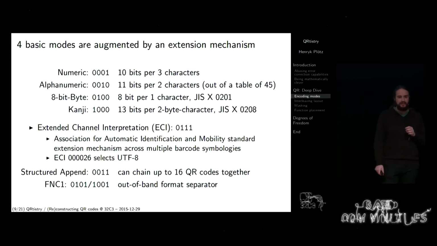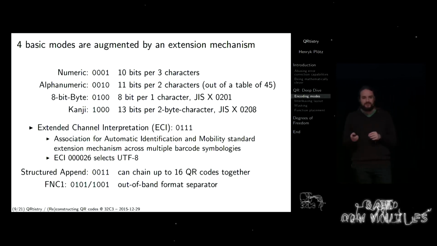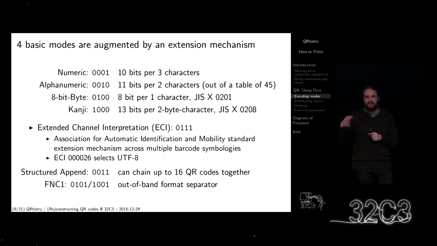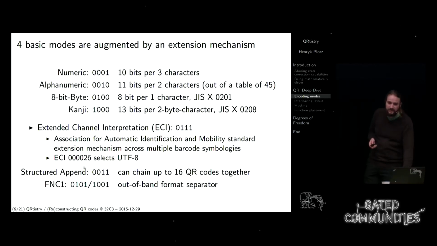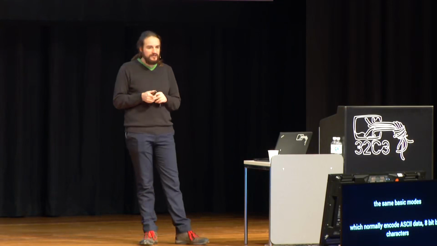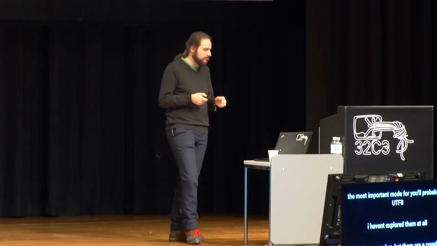There's also something fun. It's called Extended Channel Interpretation, ECI. With this, you can switch between different interpretations. You use the same basic modes that normally encode ASCII data or normal characters, 8-bit byte characters, but can make them mean something different. The most important mode for most of you probably will be UTF-8, which has a number, but there are a couple of different modes. I haven't explored them at all. I'm guessing you can also add some degrees of freedom by just choosing a different mode, though then it might be doubtful that all readers can read that.